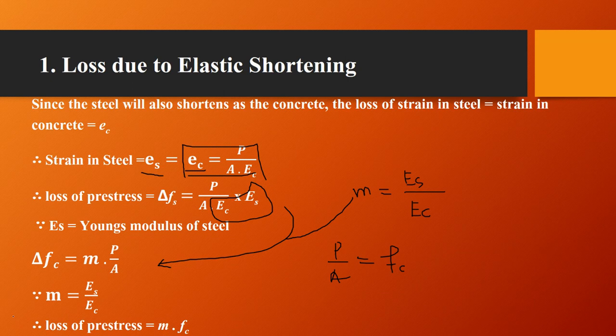So this is the final equation we have to consider while calculating losses in the concrete sections. The loss of pre-stress will be equal to m into fc. This is the final relation we have to obtain. With the help of this we'll be able to find the loss of pre-stress which is going to develop in the concrete section. So you have to understand this simple relation and keep it in your mind. You have to remember this equation.